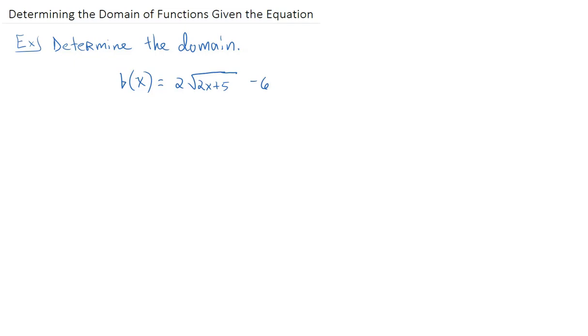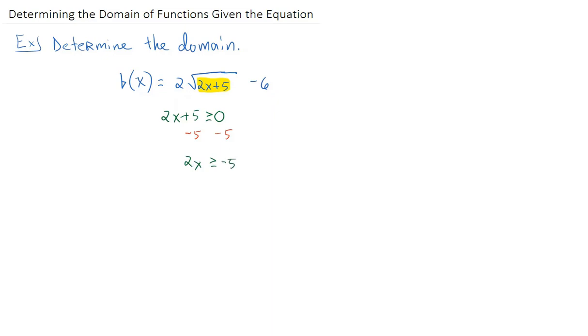And this means that we cannot let the stuff under the square root be negative. The rest of the stuff doesn't matter. The stuff outside the square root would be fine as long as what's under the square root comes out as a positive or 0. So we need to take just the stuff that's under the square root and set it greater than or equal to 0 so that it's going to be positive or 0. And then we just solve this inequality to determine what x value would make this work out.